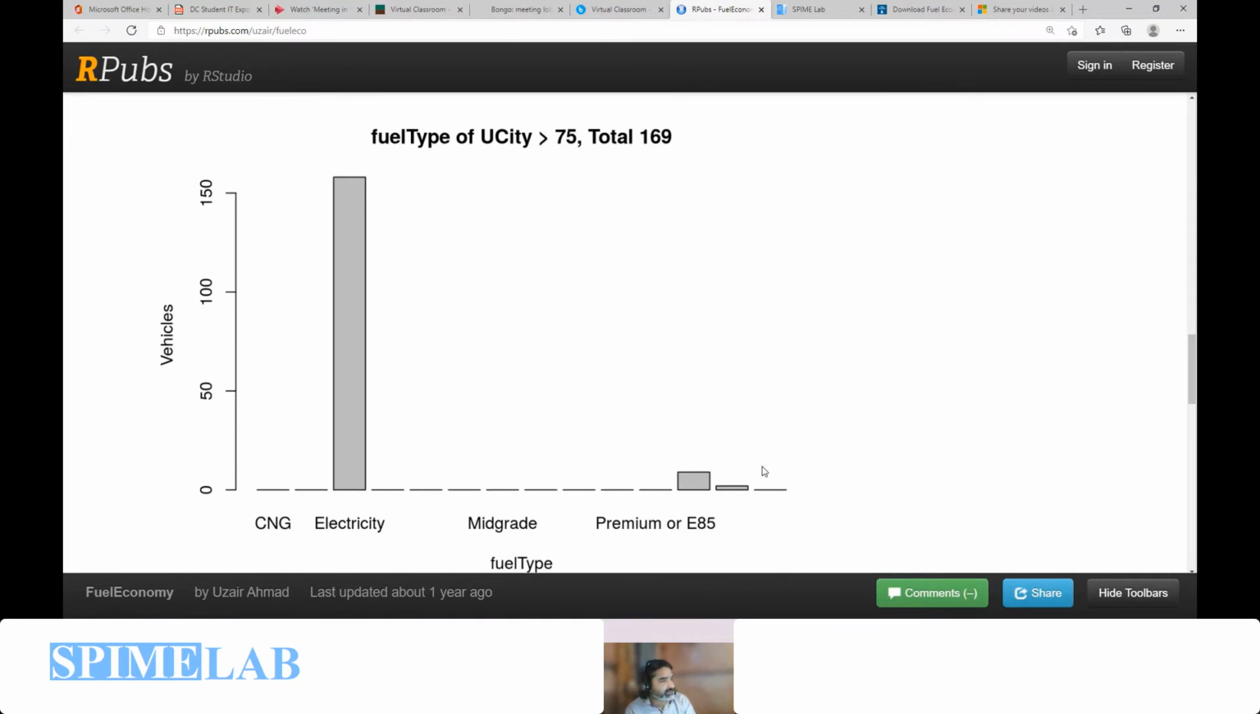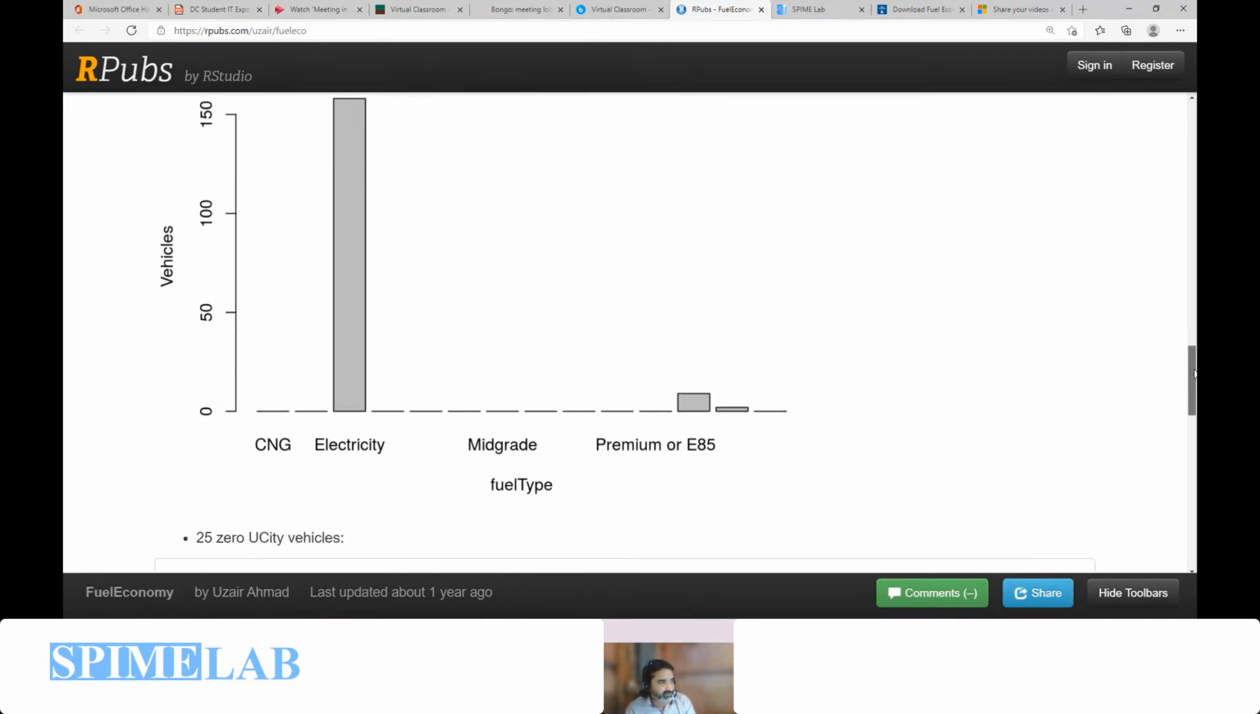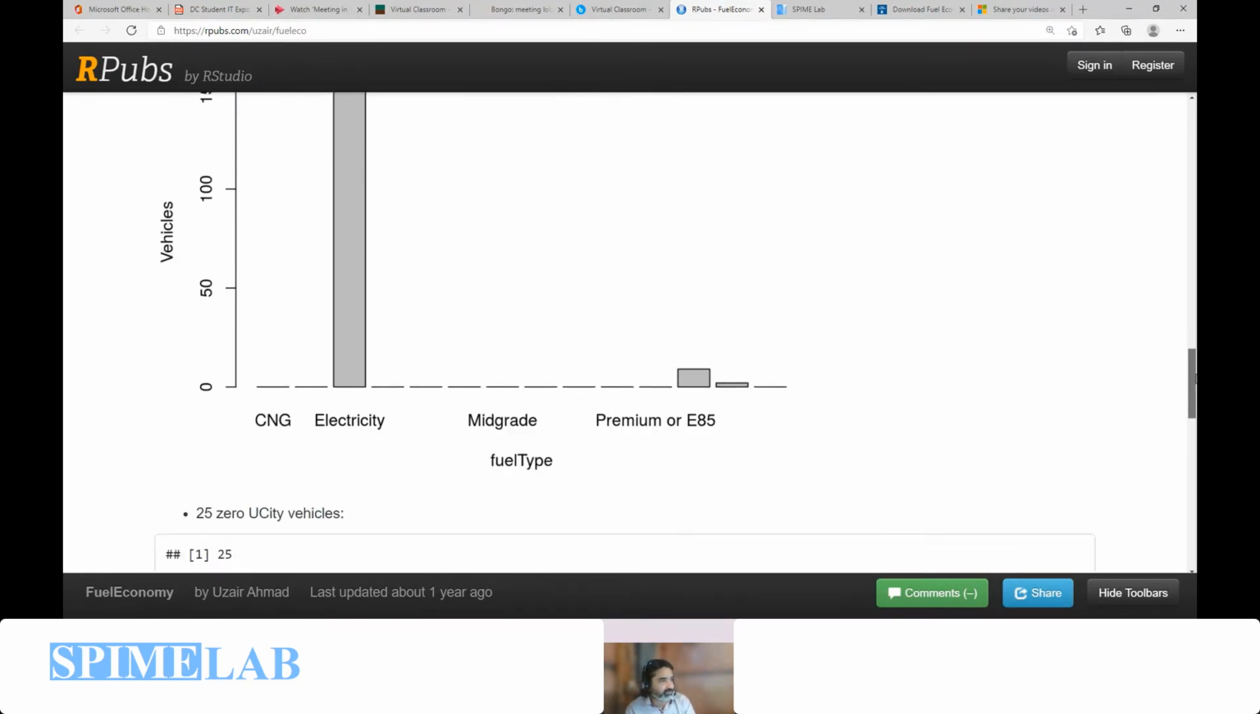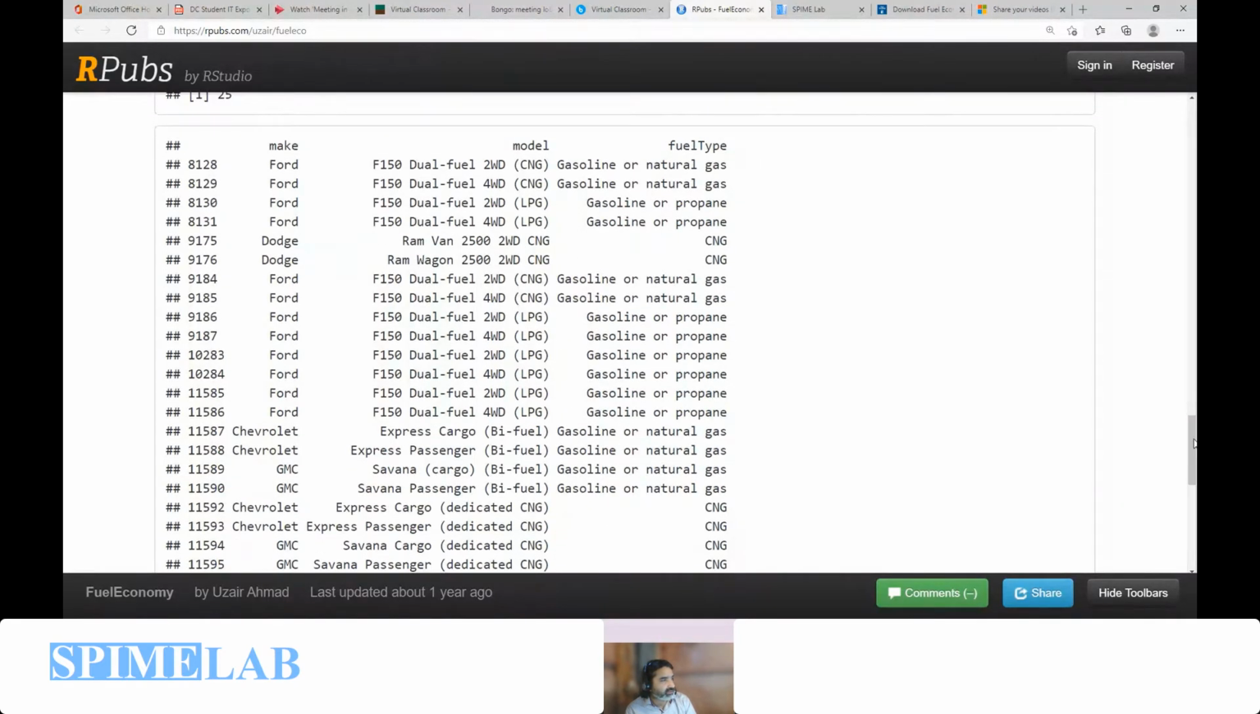When we look at their distribution with respect to the fuel type variable, we see that only electric and hybrid cars are there. The other fuel types like CNG, gasoline, etc., there is no car from that category that is doing more than 75 miles per gallon. After zooming into the data and looking at the relationship with fuel type, we can go further and check the detail of these 169 cars.